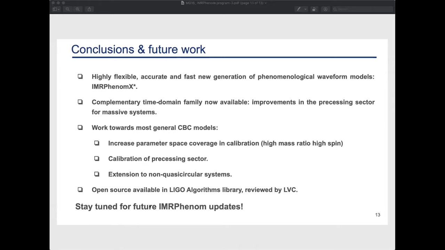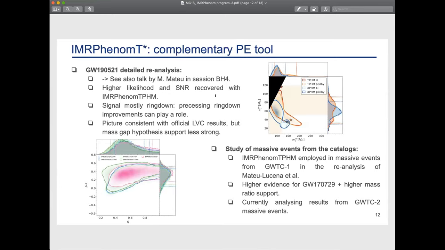Yes, Gustav, please. Hi, Hector. Can you go back to your last slide where you showed the IMRPhenomT results? Yes, the last slide, number 12, I think. Here I can see a bimodality in the TPHM posterior. Do you know what is the reason for that? Here for 190521, you mean?